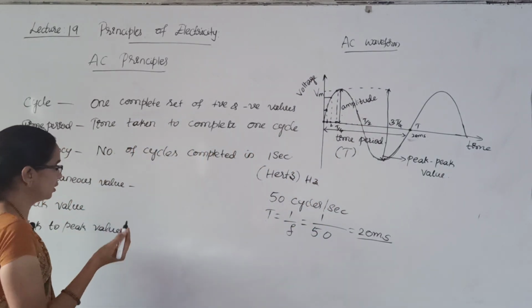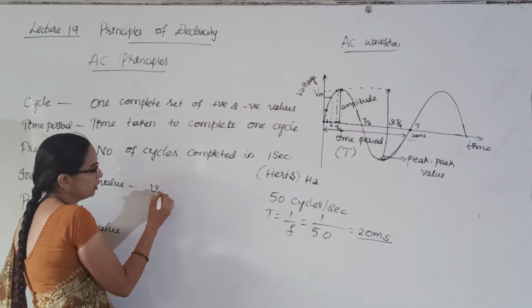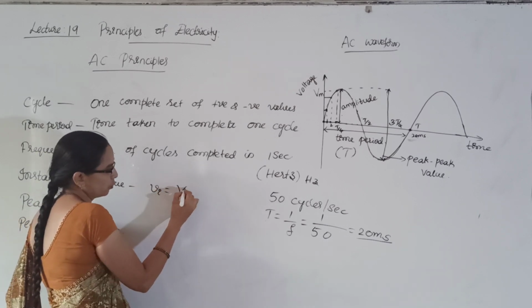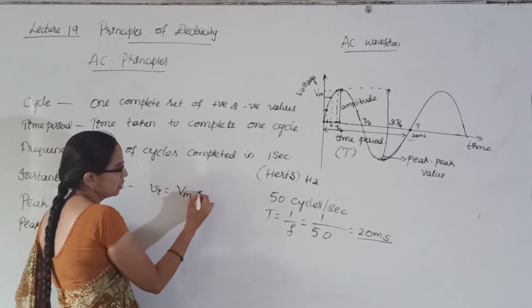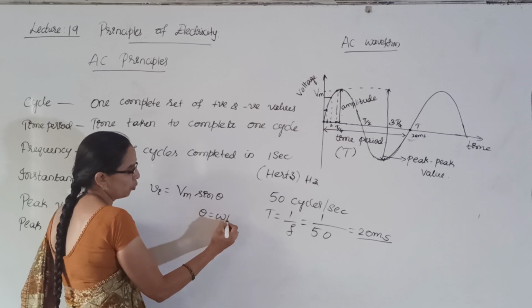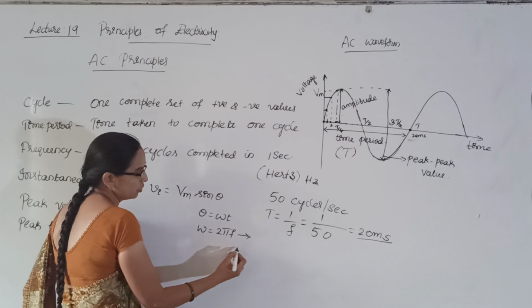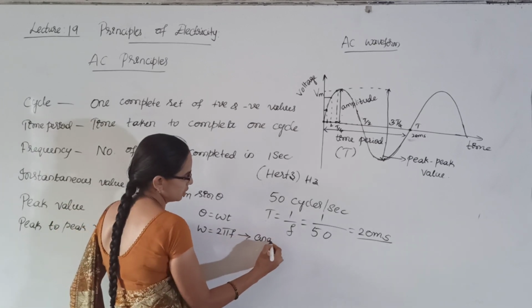How to find that? There is an expression for instantaneous value: v_i is equal to Vm sin theta, where theta is equal to omega t, where omega is equal to 2 pi f. It is called angular velocity or angular frequency.